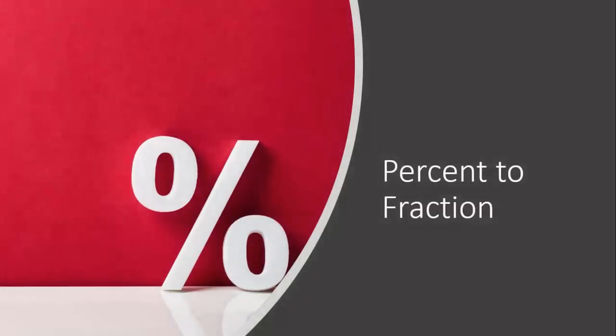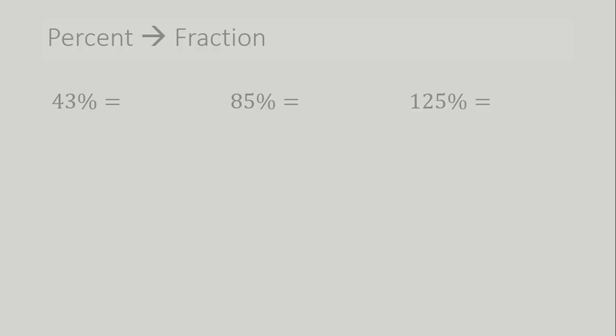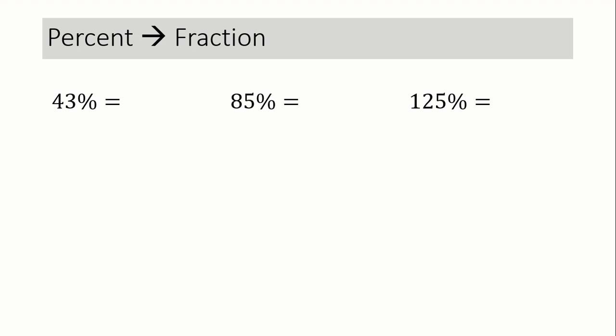Moving on, we're going to change a percent to a fraction. Well, like in the previous lesson when we went from a fraction to a percent, we know that percent means out of 100. So if we have 43%, the easiest thing to do is to make this a fraction out of 100. That is the easiest type of question. In the next example here, we have 85%. Now it starts off fairly similar in that we're just going to write this over 100.